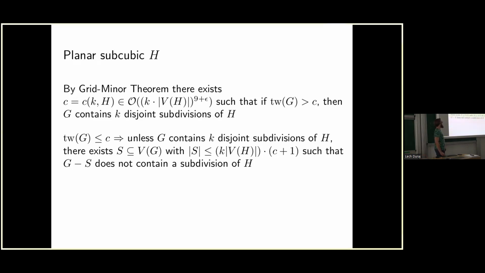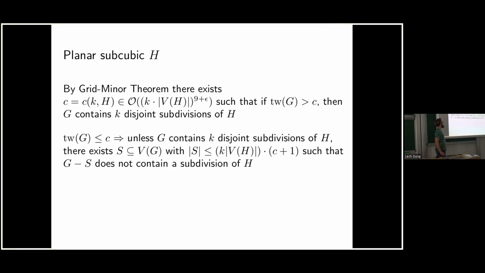Now, I claim that if we have treewidth at most C, then unless we contain many subdivisions of our graph H, we can find a small set of vertices which hits all subdivisions of H. The size of this small set will be a union of k times the number of components of H, but it's upper bounded by the number of vertices in H times C plus 1. So it will be a union of k times V of H bags of the optimal tree decomposition.